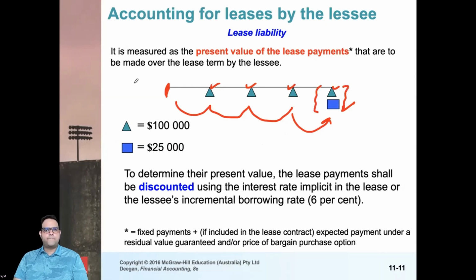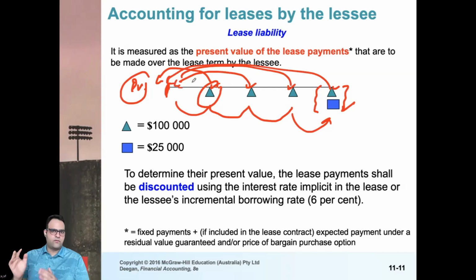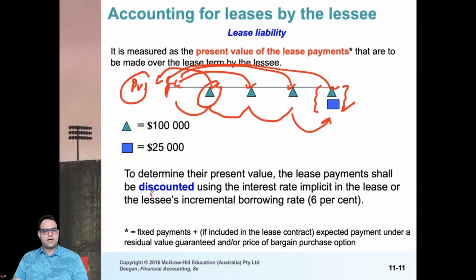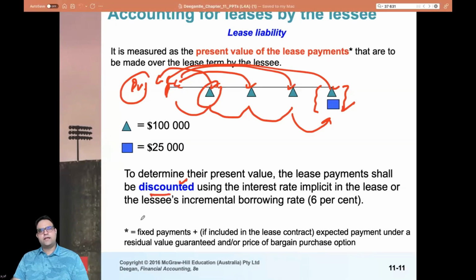Now we need to determine the present value of these future cash flows. Like what will be the value of this 100,000 today, like this one, like this one, and like this one. So we need to calculate the present value of all these future cash inflows. In accounting and finance, we call it discounting these future cash flows. So there is a rate which is already given. You multiply this rate with the future cash flows, and you will get the present value of all these future cash flows.